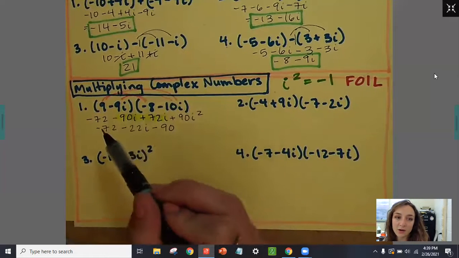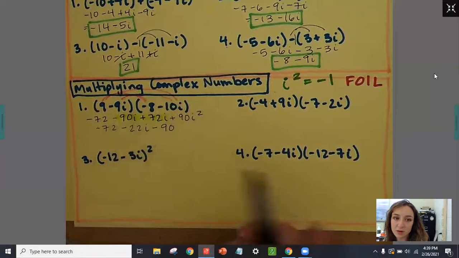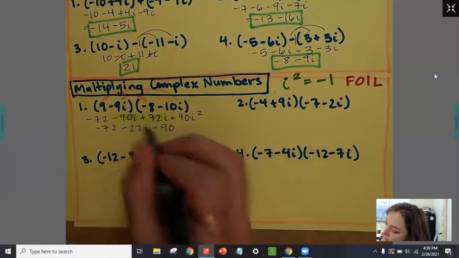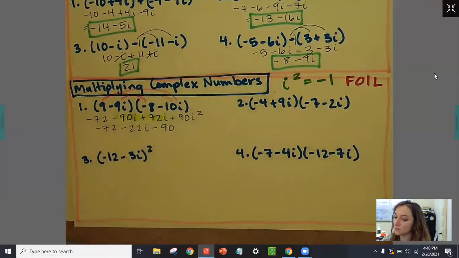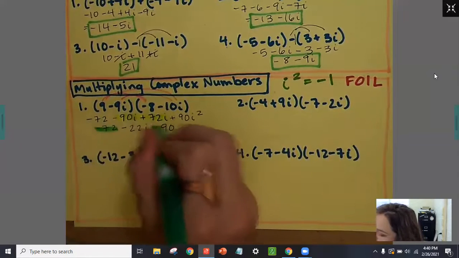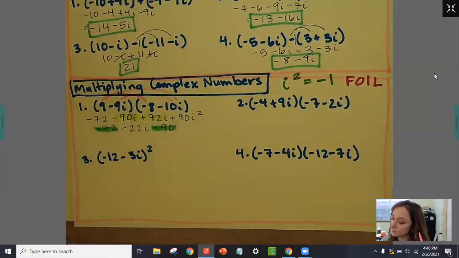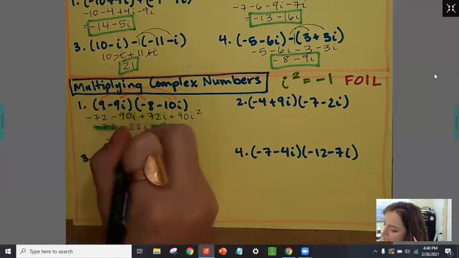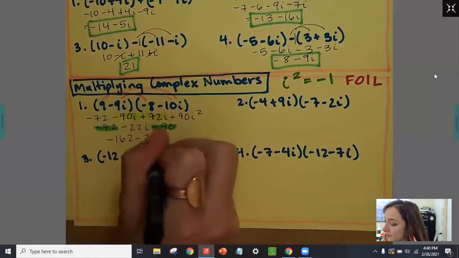So now we can combine our last two things here, -72 minus 90. -72 minus 90 is -162. And we're just going to have our minus 22i.